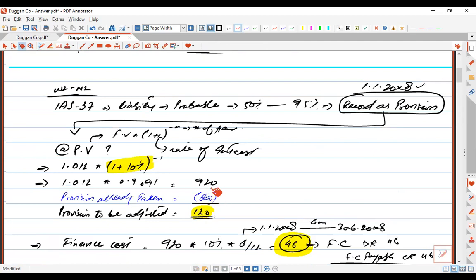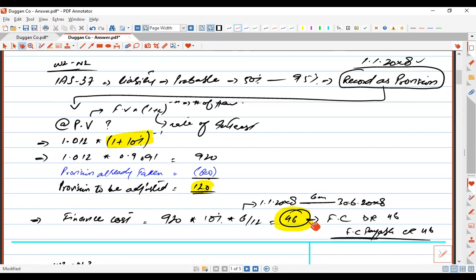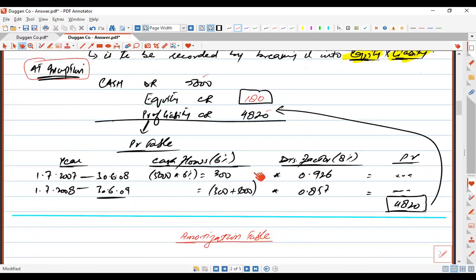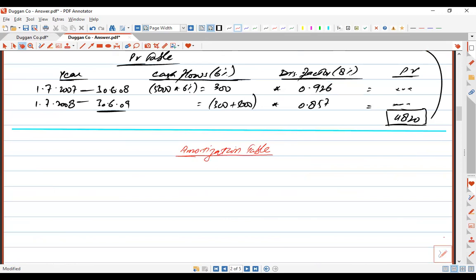of all recorded the liability at present value, then we unwound the liability and calculated the finance cost. Over here we are doing the same thing. First of all we calculated the present value of liability. Now we are unwinding the liability by preparing an amortization table.